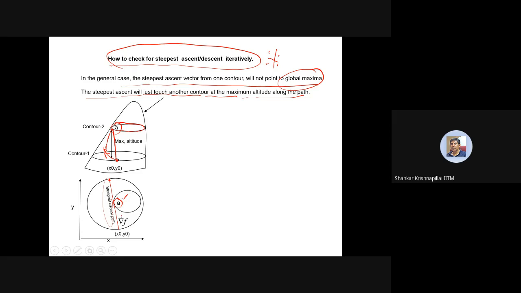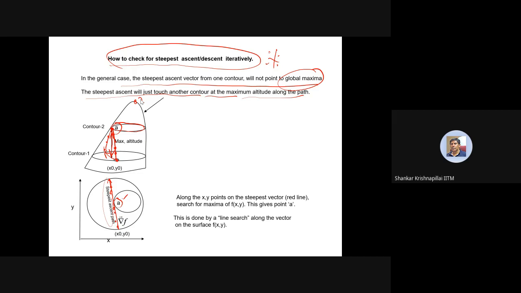Okay. So what you have to do is that you have to search for the maximum value of the objective function along the xy points of the del f function. Okay, you have to search for all these points until you reach the maximum altitude, and there you find A. So that means you have hit another contour A, but you still have to reach here.